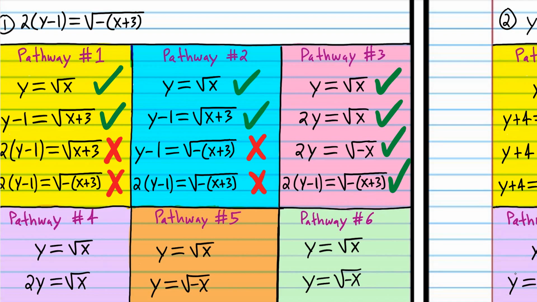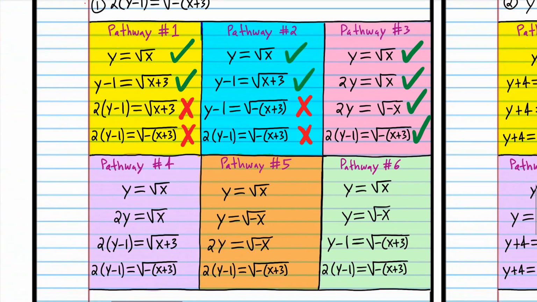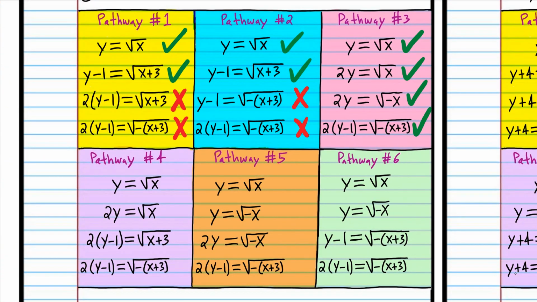That pathway works. Now again, technically all the pathways work. It's just that this is the pathway that is simplest. We can use the transformation properties without doing a lot of extra math and thinking.